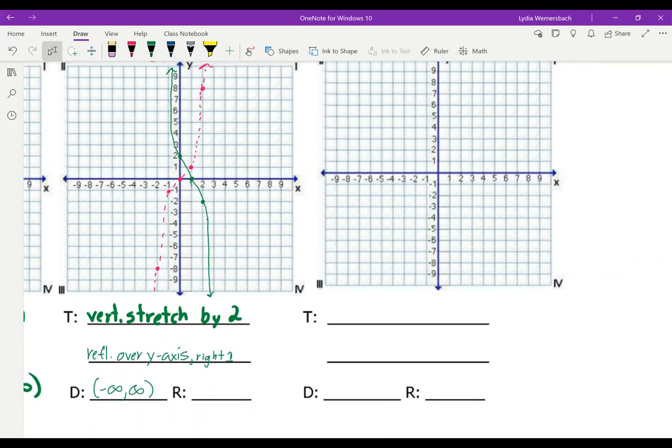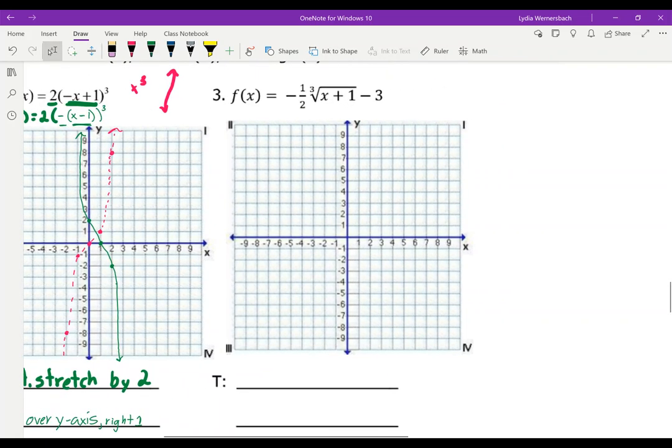Right, because again, the transformations for this cubic don't really change the function itself. So that one's good. And then the range would also be all reals. Again, we're covering all of those y values.